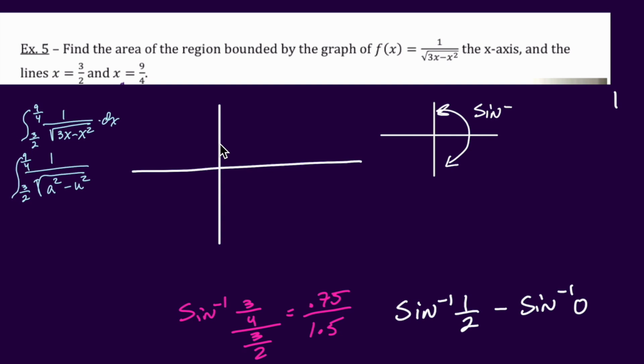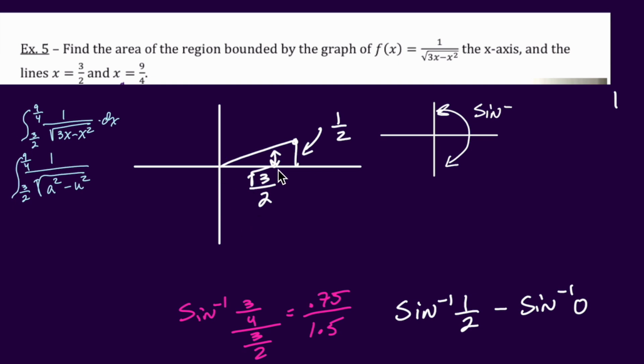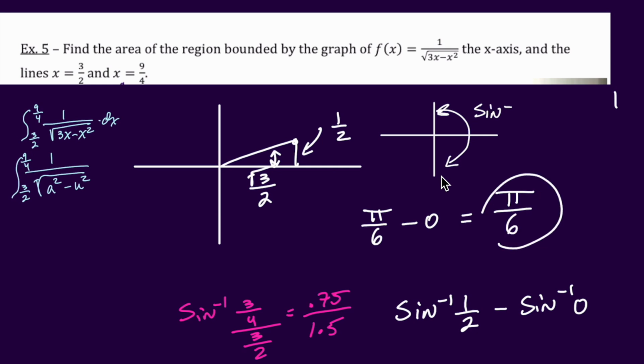So the way I like to do these is short, medium, and long. So right there, that's a short distance for the sine. That's going to be 1 half. This is square root of 3 over 2. And this distance is 30 degrees, or I should say that input angle is 30 degrees, otherwise known as pi over 6. For inverse sine of 0 within this domain, it's going to be 0 degrees. Therefore, our final area is going to be pi over 6.